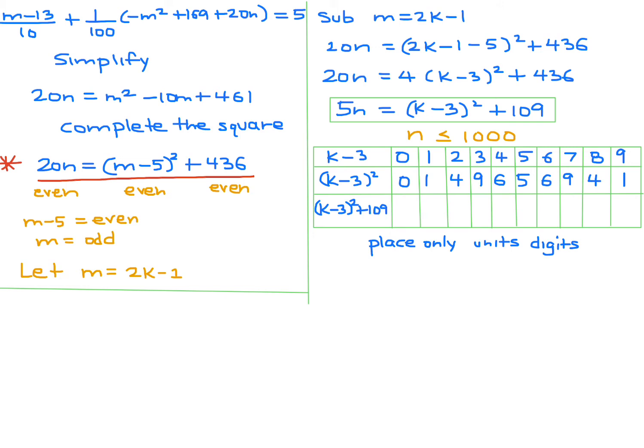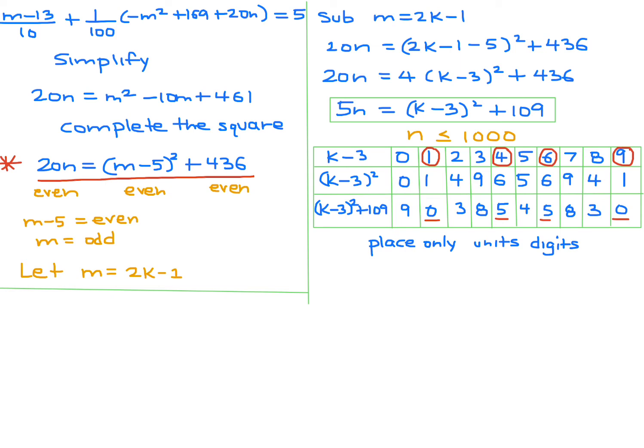Okay, what happens when I add 109? Well, then the units digits become 9, 0, 3, 8, 5, 4, 5, 8, 3, and 0. Well, which one of these ends in either a 0 or a 5? This one, this one, this one, and this one. So that means that k minus 3 has to have a units digit of either 1, 4, 6, or 9.